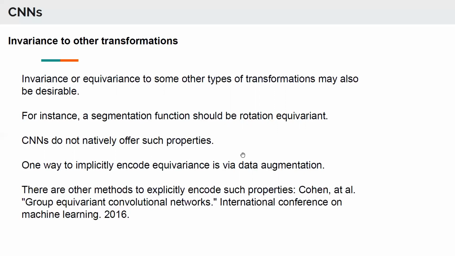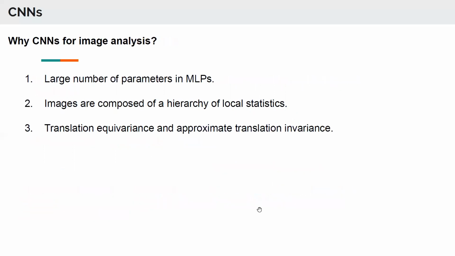One of these ideas is data augmentation, which we will look at a bit more in next week's lecture. And there are also other ways to explicitly encode such ideas in the architecture of the network itself. And this is, for example, one work which does that. But overall, the reasons why CNNs are highly successful on image analysis tasks can be summarized here.